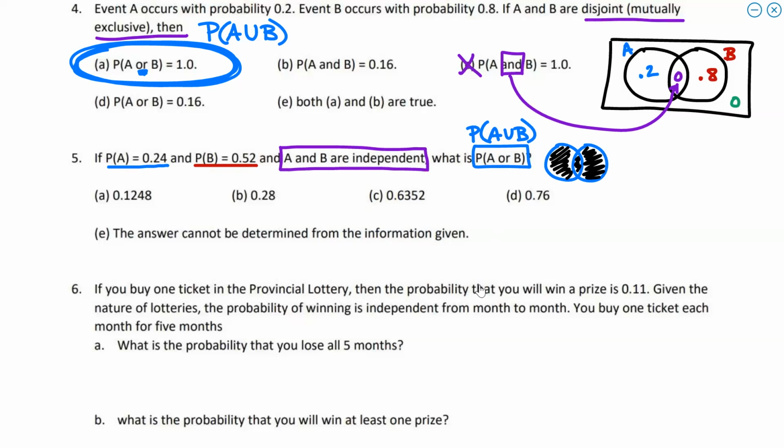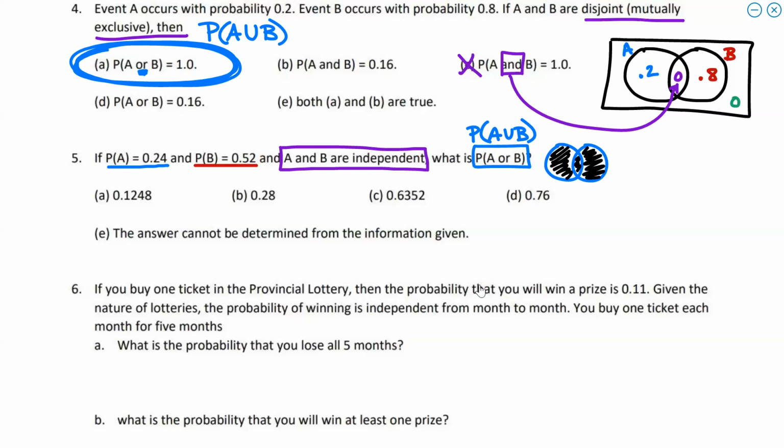Independent doesn't mean that they have to be the same. It means that the probability of one happening has no effect on the probability of the other one happening. That means if I know event A happened, the chance of B is still 0.52. If I know for sure that A did not happen, the chance of B is still 0.52. Whether A happens or not, the probability of B is still going to be 0.52. Is it possible that both of these things can happen? Yes. If it's possible that they both happen, then they are not mutually exclusive. They're not disjoint.